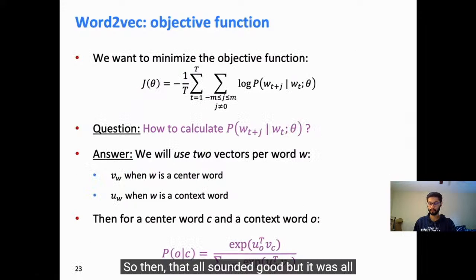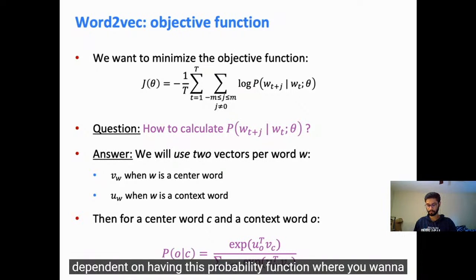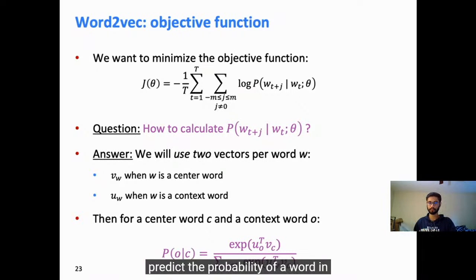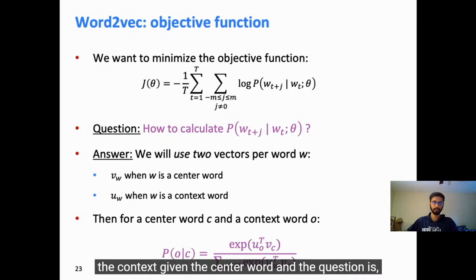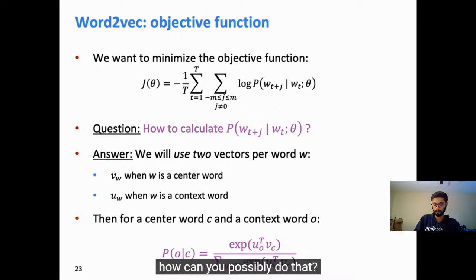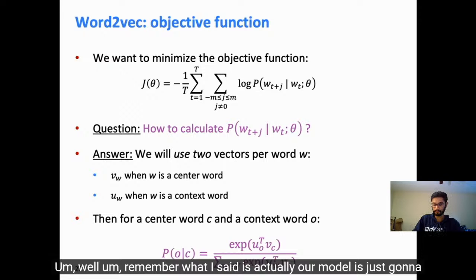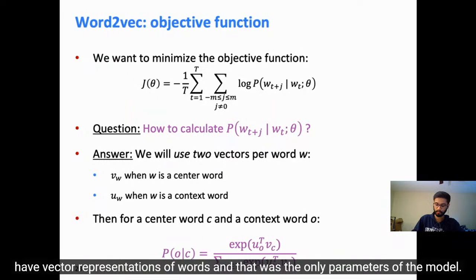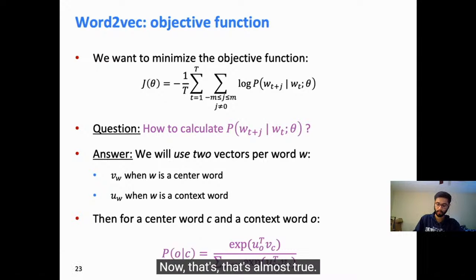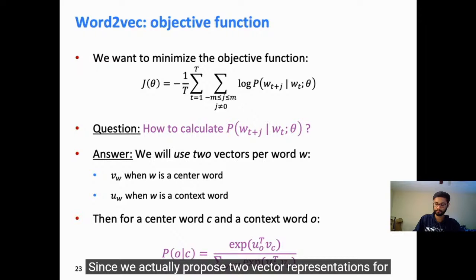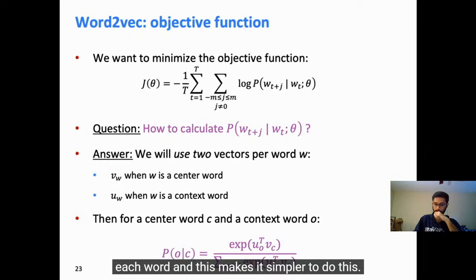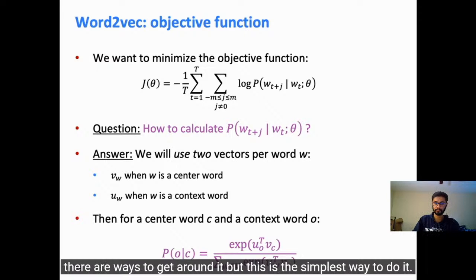So then that all sounded good, but it was all dependent on having this probability function where you want to predict the probability of a word in the context given the center word. And the question is, how can you possibly do that? Remember what I said is actually our model is just going to have vector representations of words, and that was the only parameters of the model. Now that's almost true. It's not quite true. We actually cheat slightly since we actually propose two vector representations for each word, and this makes it simpler to do this. You can not do this. There are ways to get around it, but this is the simplest way to do it.